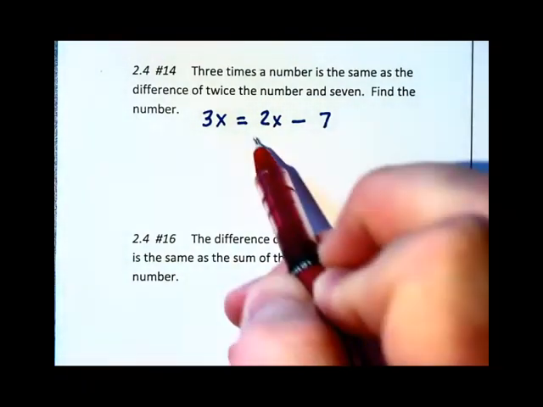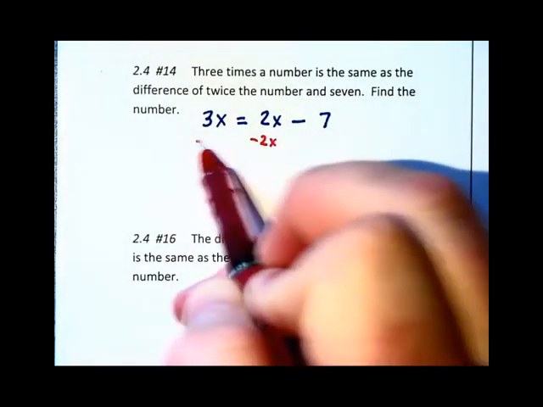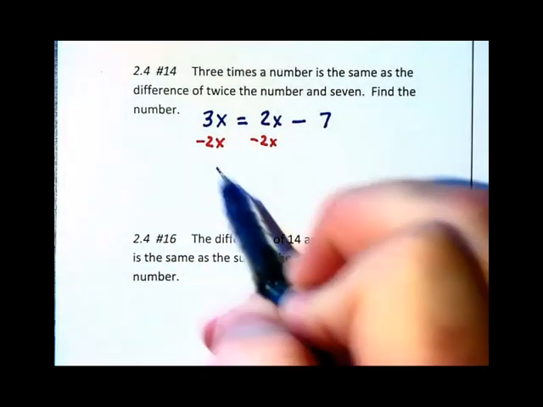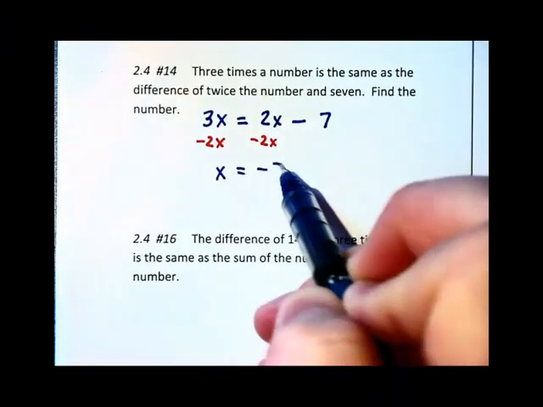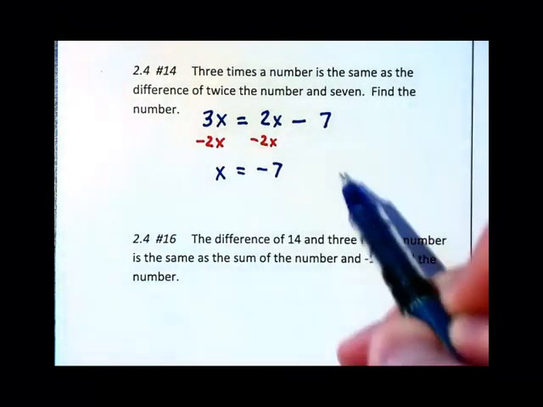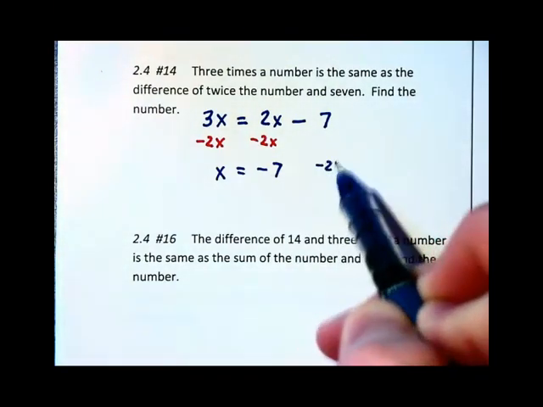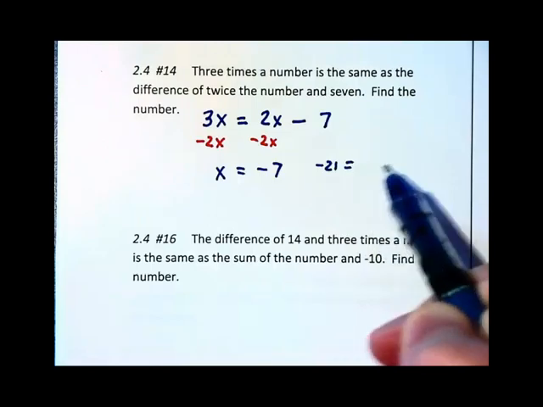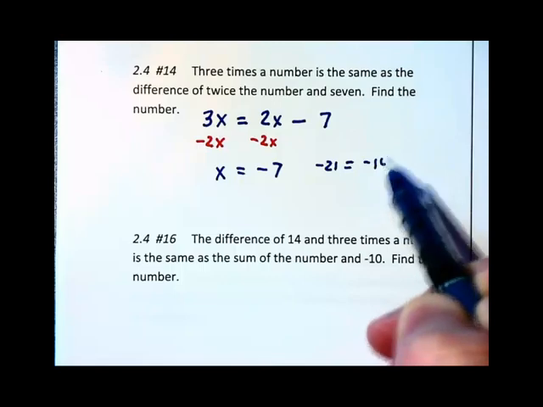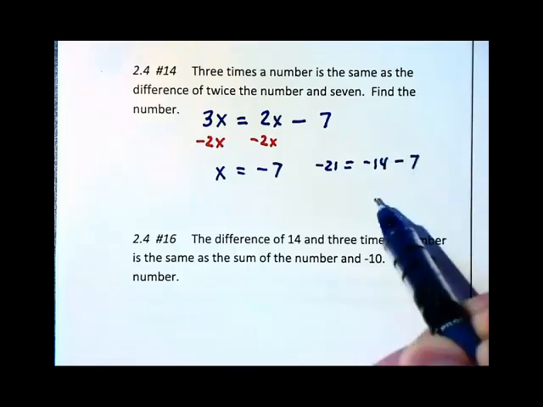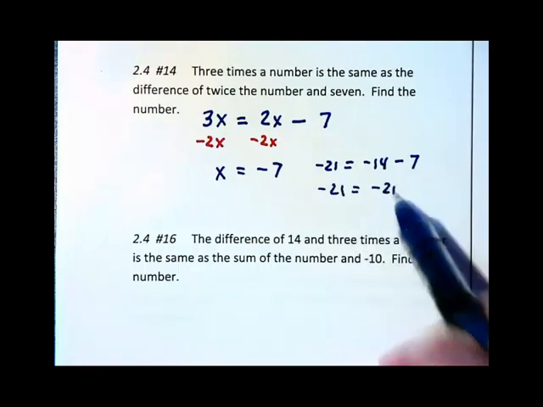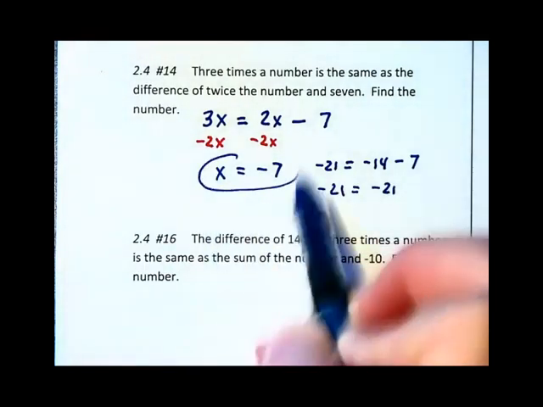In this case, we're going to subtract the 2x on each side because we want all of our variables, preferably in this case on the left, and that will give us x is equal to negative 7. Now let's check that. 3 times a number, that would be negative 21, is the same as the difference of the number, or twice the number, that's negative 14, and 7. And if you check that, yes, negative 21 is equal to negative 21. So negative 7 is our solution.